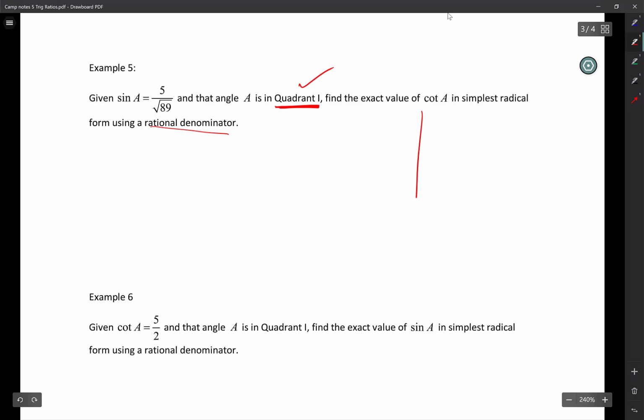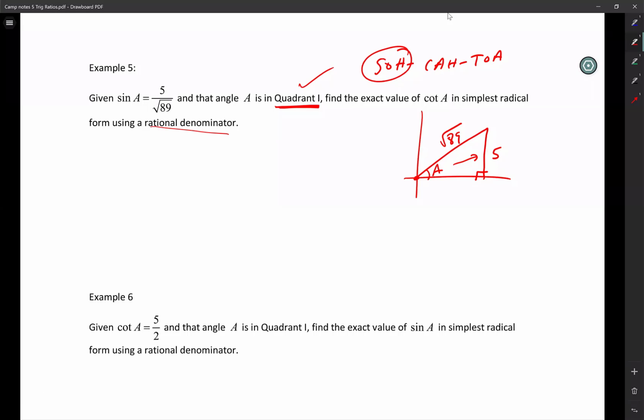I'm going to draw quadrant 1, and here's my triangle, and here's angle A, or if you want to call this vertex A, then that's angle A. I'm going to leave it like that. And it says sine is 5 over square root of 89. So I'm going to call this opposite 5, and this is square root of 89. How did I do that? SOHCAHTOA. Opposite over hypotenuse. So there it is, 5 over square root of 89.